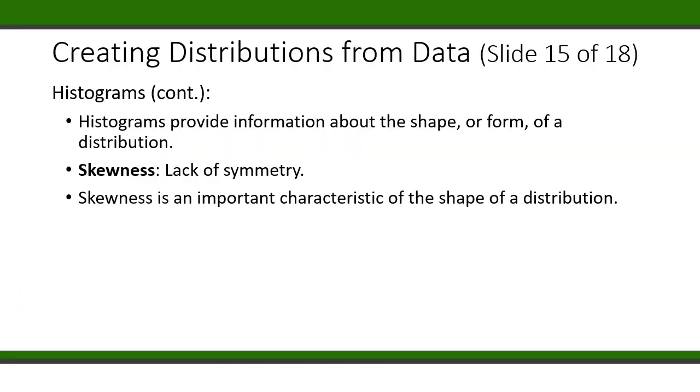Another thing that's important to look at when you've created a histogram is the shape or form of the distribution. If it's not like a bell, then there is some skewness, and it's important that you understand what that skewness means, and so that's what we'll be talking about.